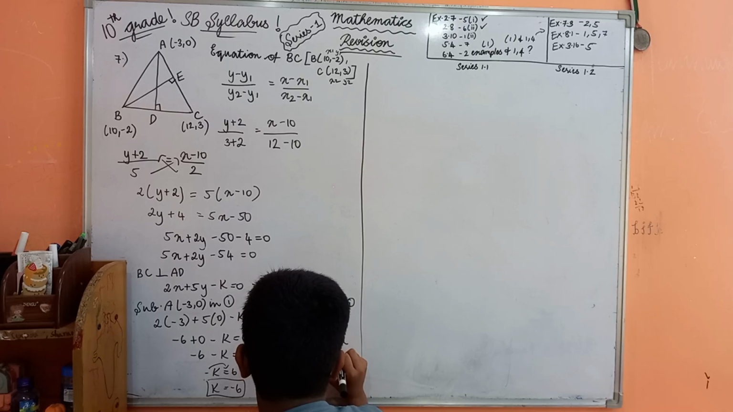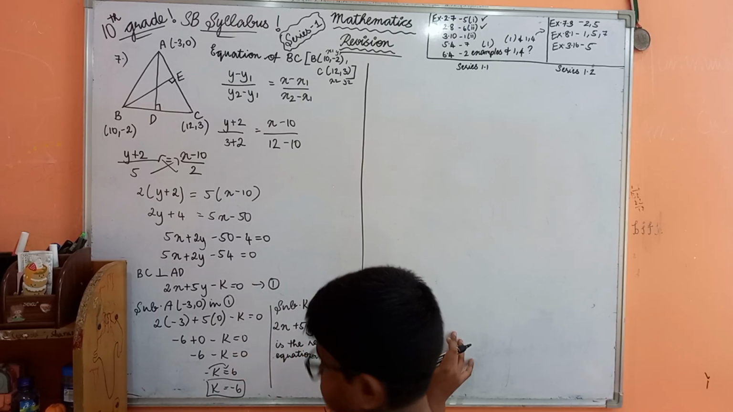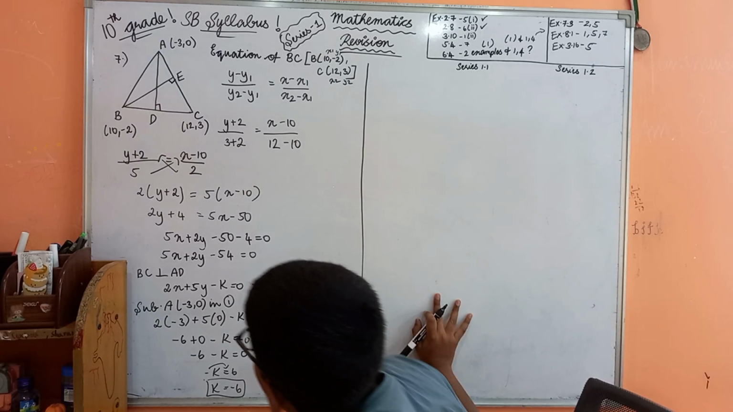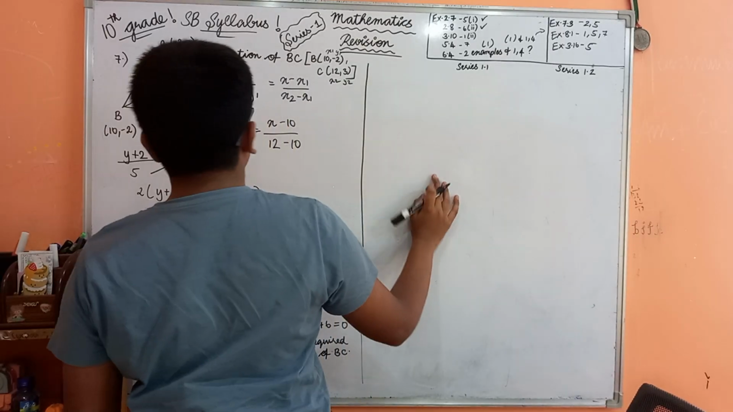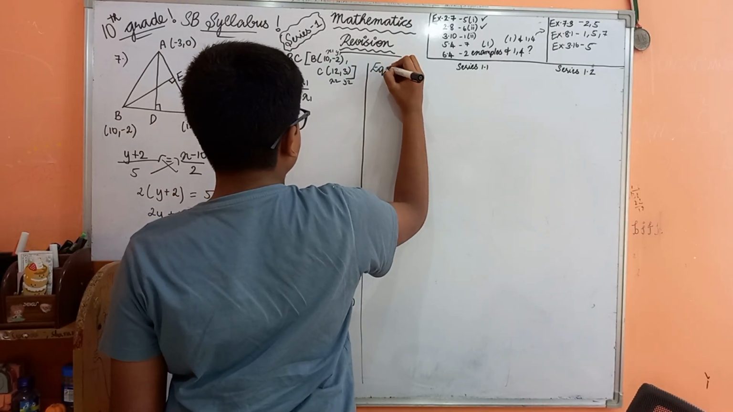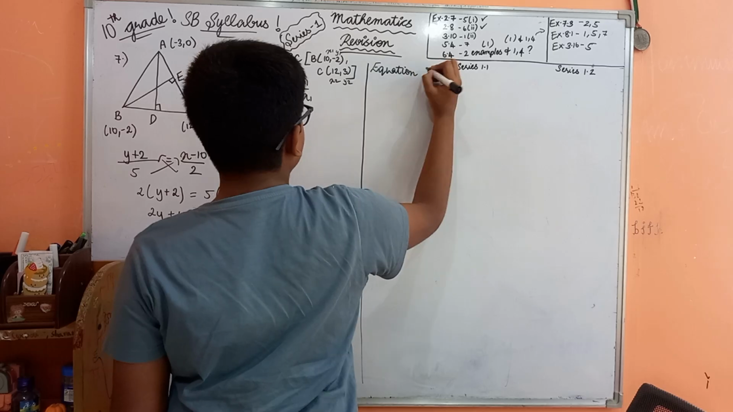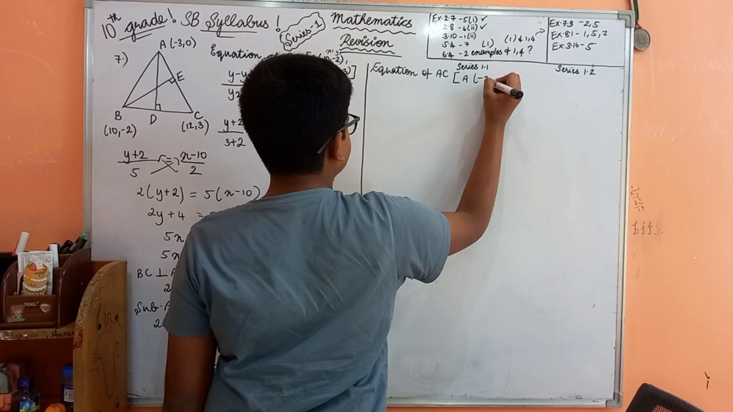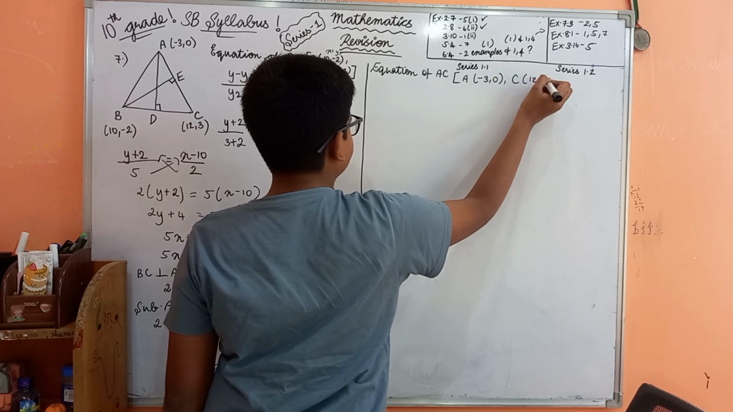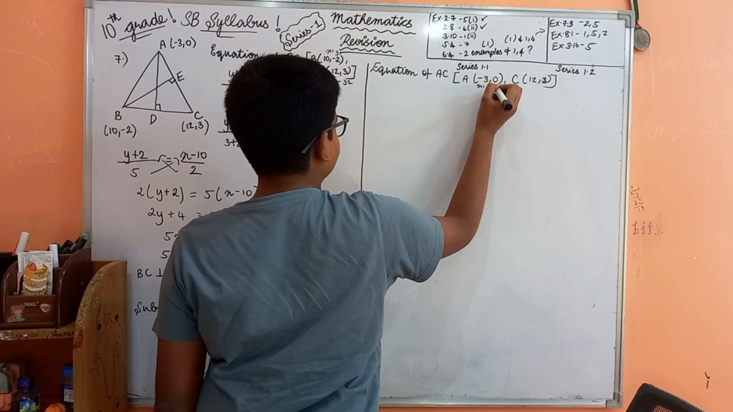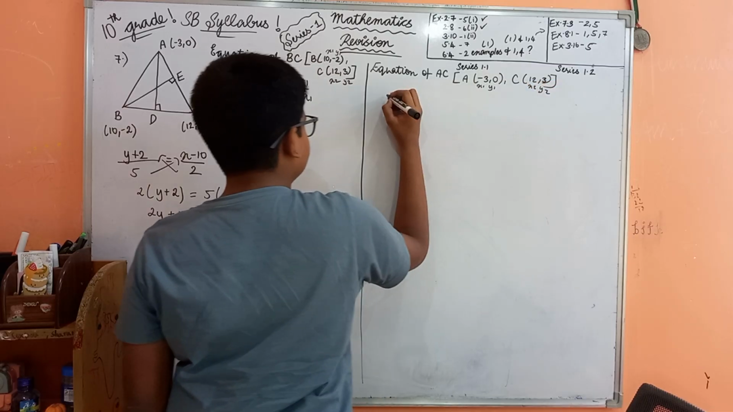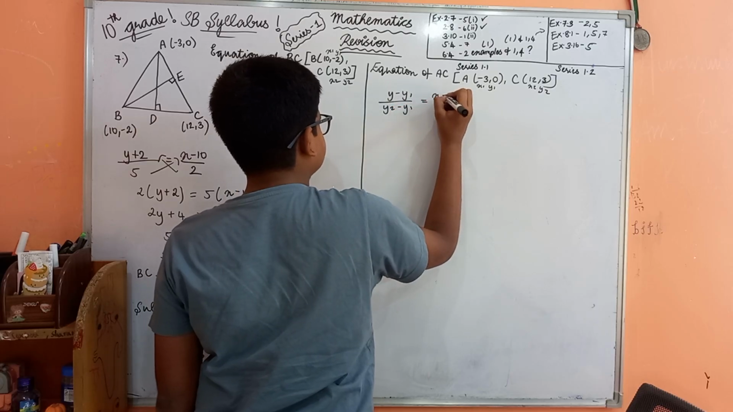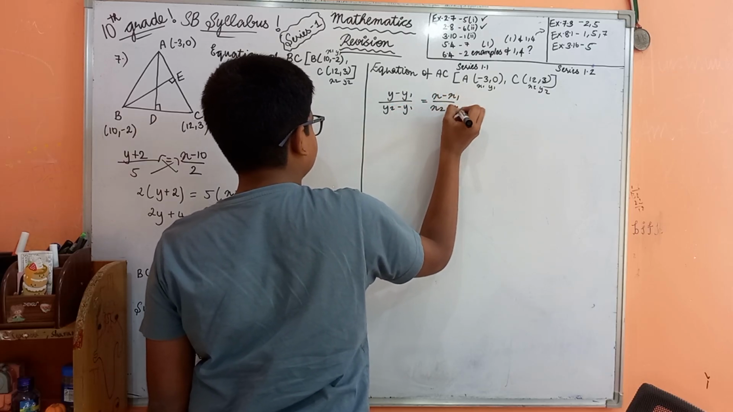Of BC. Now we're going to find AC. We're going to find AC, so the equation of AC. A is (-3, 0) and C is (12, 3). Using the two-point formula, (y minus y1) by (y2 minus y1) is equal to (x minus x1) by (x2 minus x1).